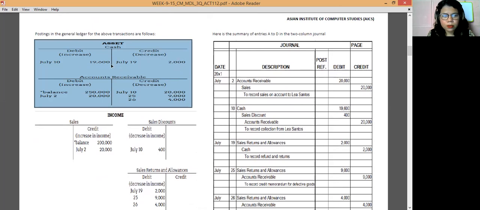So, ano po to pag nire-report po natin sa trial balance, ilalagay po natin itong mga nasa debit and credit. Okay, 19,600, then 2,000, ibabawas po natin. So, ayun po yung total cash natin. Diba? So, ito po ay magiging 17,600. Diba? Yung cash. Then, accounts receivable natin. So, meron po tayong balance ng July 2 na 250,000 plus 20,000.